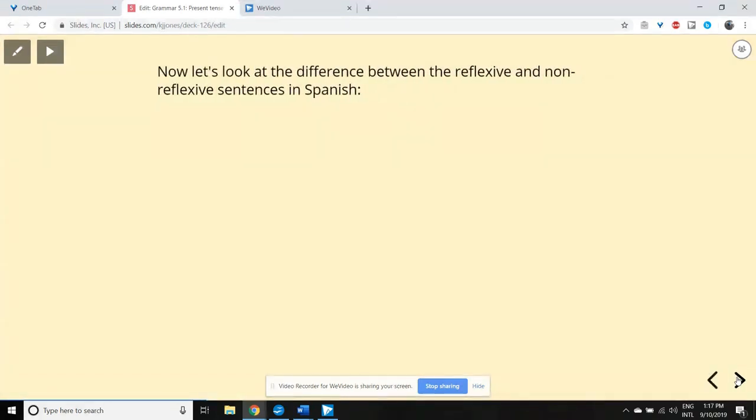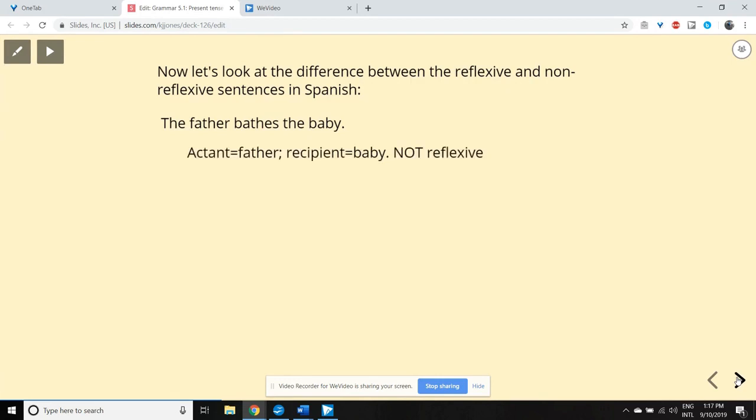All right. So let's look at the difference between reflexive and non-reflexive sentences in Spanish. Here's our non-reflexive example. The father bathes the baby, right? The actant is the father, the recipient is the baby. This sentence is not reflexive in nature. And indeed, here's our Spanish sentence. El padre baña al bebé. Notice, there is no reflexive pronoun before the conjugated verb baña. Of course not. This is a non-reflexive sentence, right?